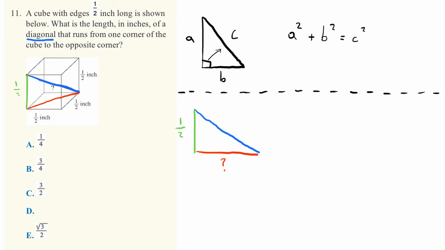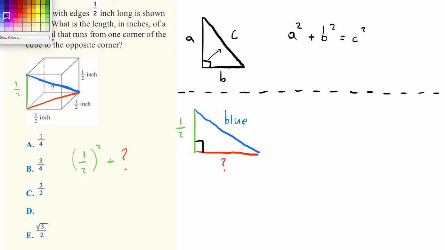This would be a right triangle, so the relationship would hold. We'll just call the length we're trying to find blue. So in this case, 1/2 squared, which is like saying A, plus whatever the question mark is, squared, is equal to blue squared.